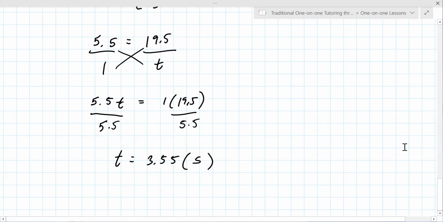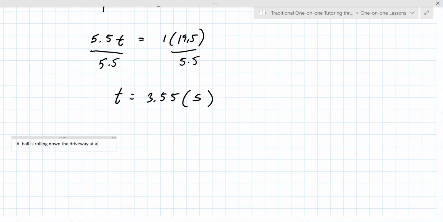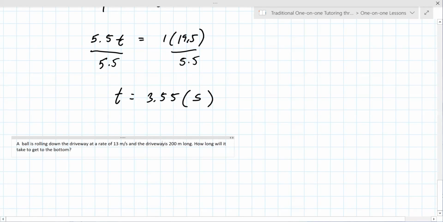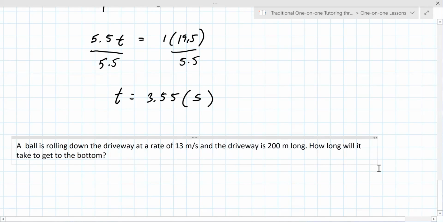All right. Let me come up with another problem that's like this, and then we'll move on to acceleration. A ball is rolling down the driveway at a rate of 13 meters per second, and the driveway is 200 meters long. How long will it take to get to the bottom? It's just like the last problem, just different numbers. But go ahead and try solving this, please.